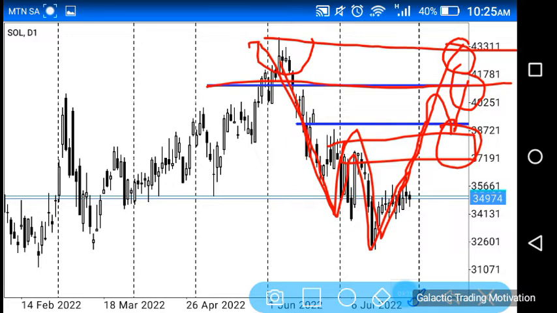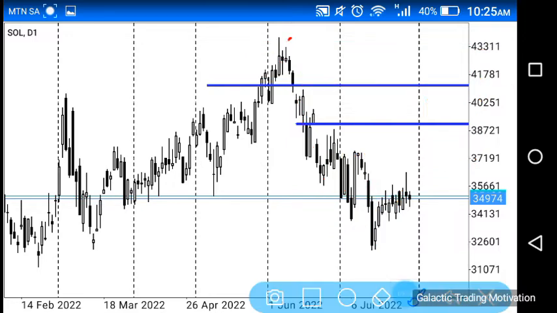Also, just bear in mind that we have this candlestick over here. It is also a liquidity candlestick, and it confirms that in the future price indeed has to come to that point to grab that liquidity.